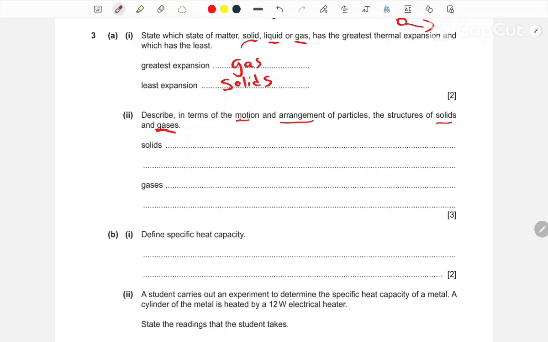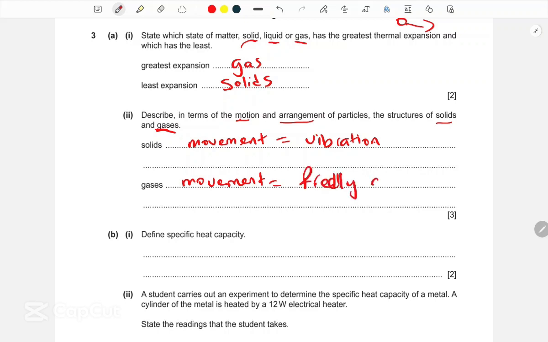So for solids, the movement is going to be just vibration. And for gases, the movement is going to be they move freely at high speeds. But they also ask about their arrangement. So arrangement for the solid, they're going to be closely fixed in with each other. So they're going to be close to each other.